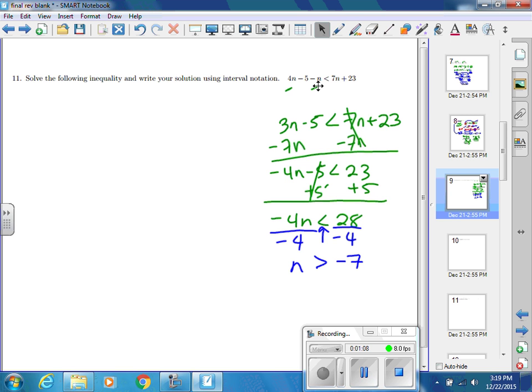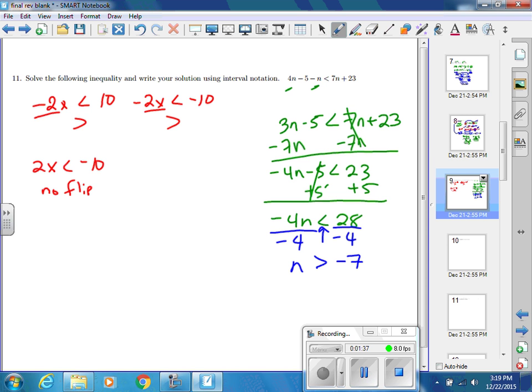So let's talk about that over here. If I have minus 2x is less than 10, if I have minus 2x less than negative 10, and if I also have the case of 2x less than negative 10, in the first case the sign will flip, in the second case the sign will flip, and in the third case, no flip. So make sure we know when it will flip and when it won't. The reason for the first two is that the thing with x is negative. That's what makes it flip. In the last one, just because the 10 is negative makes no difference in the flipping. So I get this answer of n is greater than negative 7.